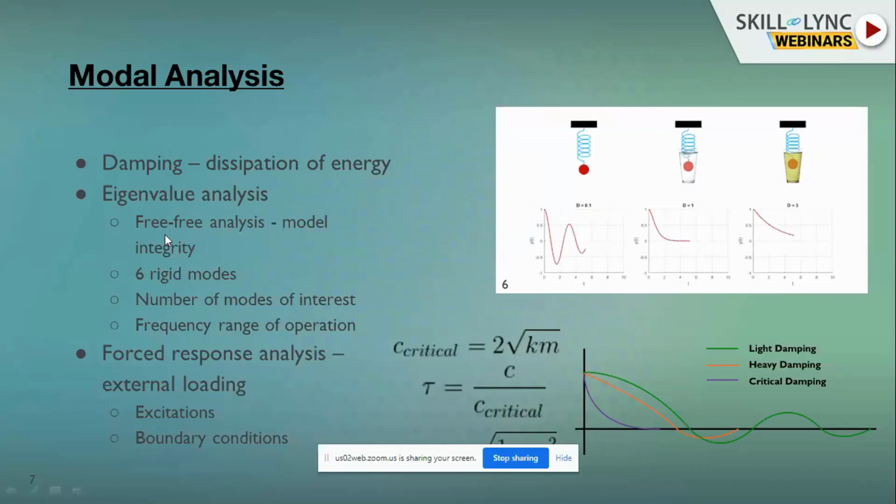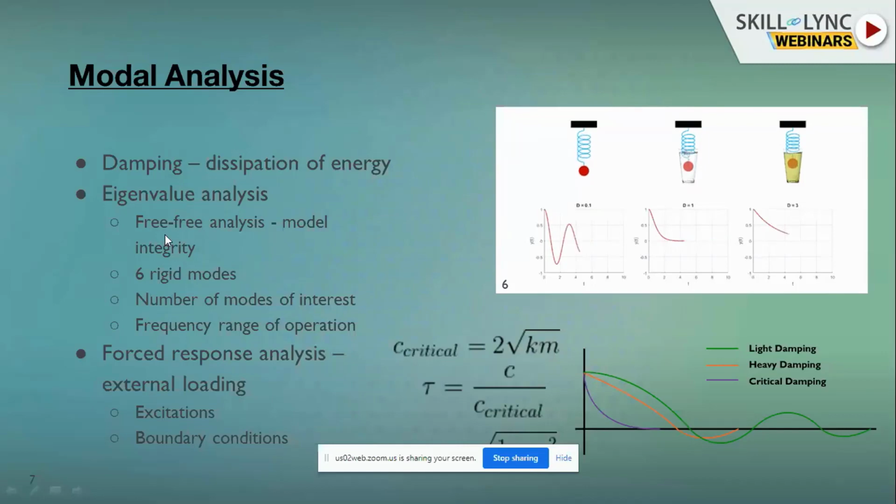One of the main applications of a free analysis, especially in an assembly setting, is to understand the model integrity. So let us say you have n number of automotive components connected to each other, and if you run a free analysis, you should get 6 rigid modes for the complete body or the complete assembly of the vehicle. If you get more than that, it means that there is some mismatch in the way we have connected the different components with each other, and that is going to make the whole analysis invalid.